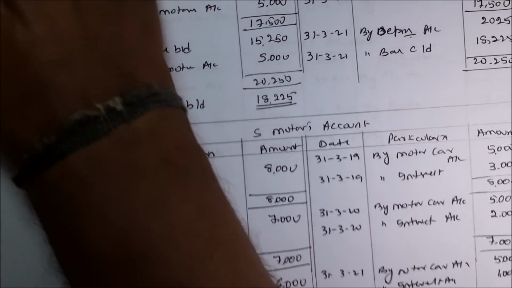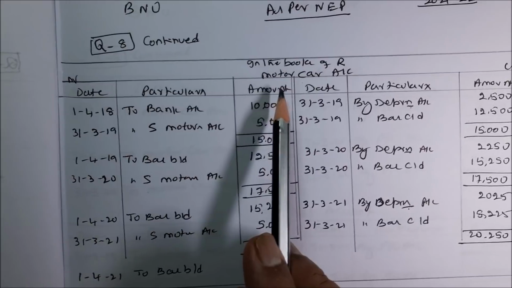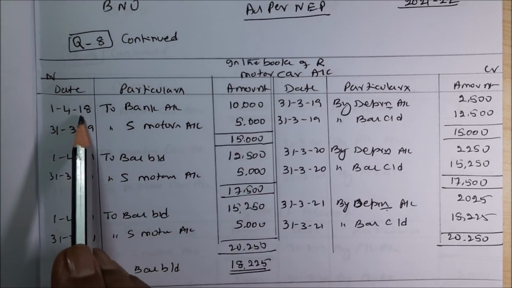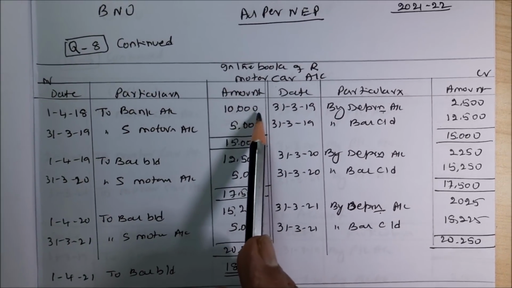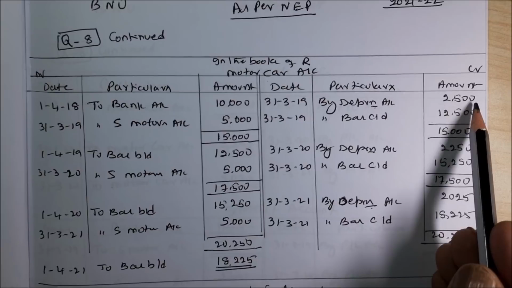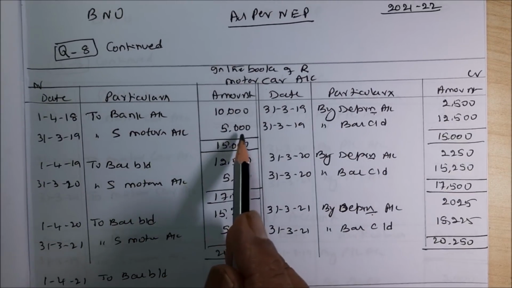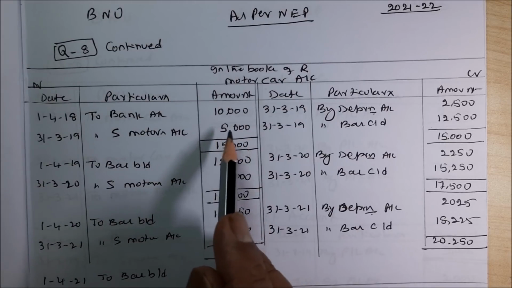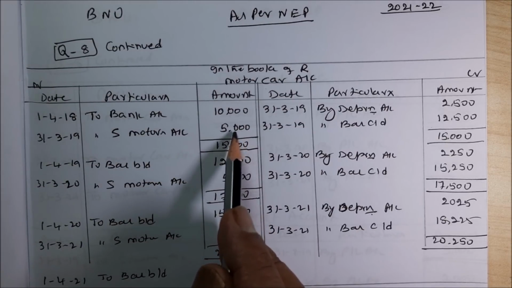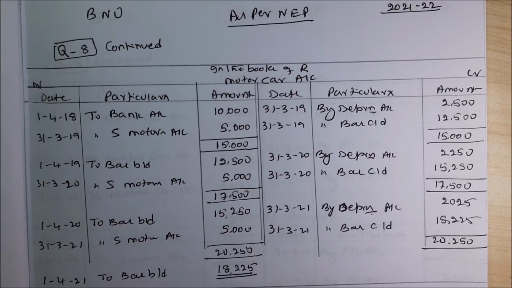Next, you are supposed to prepare ledger accounts. So first, in the books of R, motor car account. Motor car account 1/4/2018, to bank you have paid down payment 10,000, right? Then you are due 5,000. By depreciation 2,500. Balance is 12,500. So this 5,000 is the cash price of the first installment. You are supposed to write only the cash price. You are not supposed to write the installment amount. That is called the asset accrual method. As and when they come, then it will be taken into account, right?